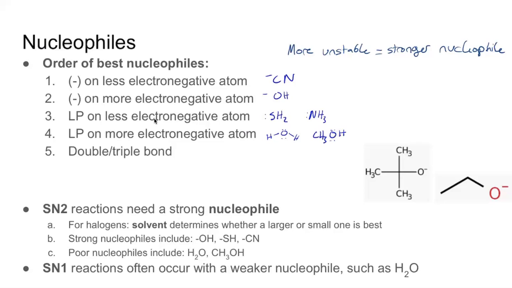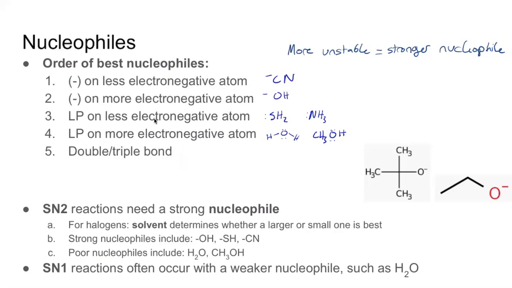And then lastly, at the end of our list, we have a double or triple bond. As we've mentioned before in some reactions, those can be a source of electrons that can act as a nucleophile, but it's the least strong on this list.